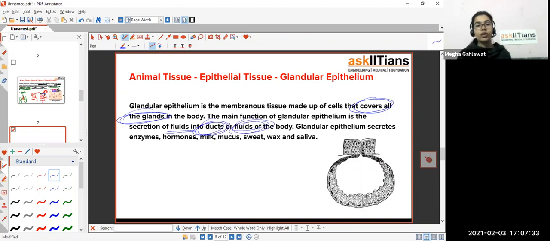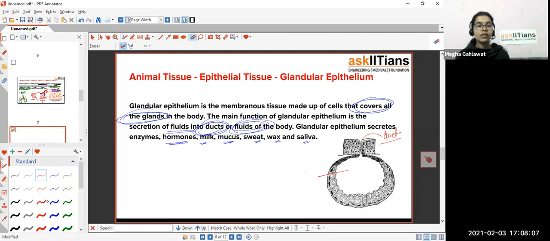If it is exocrine, it will have a duct. If it is endocrine, it will be secreted into the blood and then move towards the target organ. They secrete hormones, milk, mucus, sweat, wax, saliva, etc. So let's say this is a thyroid gland, and this is the duct of the gland. This right here is the duct. If it has a duct, it won't be thyroid, because thyroid is basically the endocrine system.